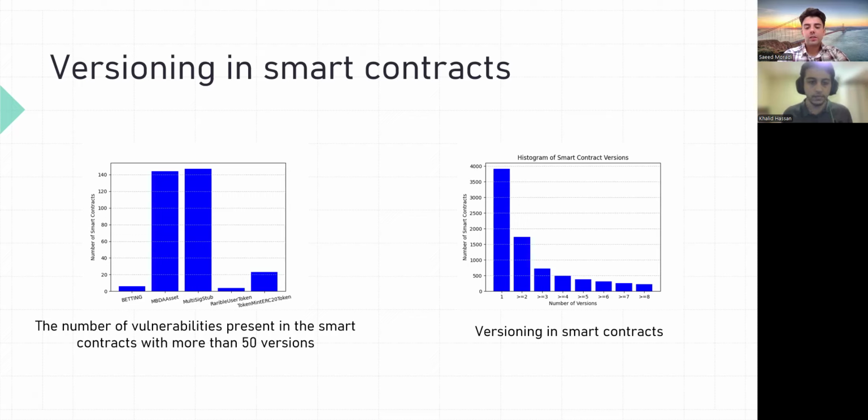And on the right, we also see that most smart contracts only have one version. Of all the smart contracts that we had, almost 80% only had one version, which means that smart contracts are not usually upgraded or updated over time because of the cost that it imposes, and how difficult it is for developers to replace the smart contract with a new one.